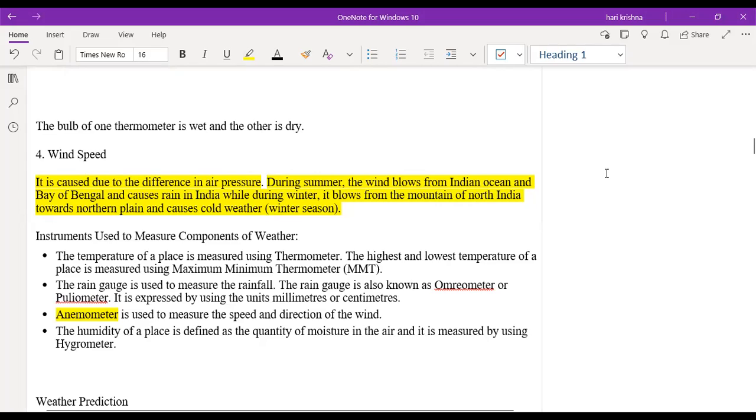Yes, sir. I remember this today. One diagram will be there, right? Yeah. Northeasterly winds, southwesterly winds, disturbances in the cyclones and all. Yes, sir. Cyclones are also caused due to the pressure difference only, right? Yes, sir. Okay. So wind speed also plays an important role in deciding the weather of a particular place.